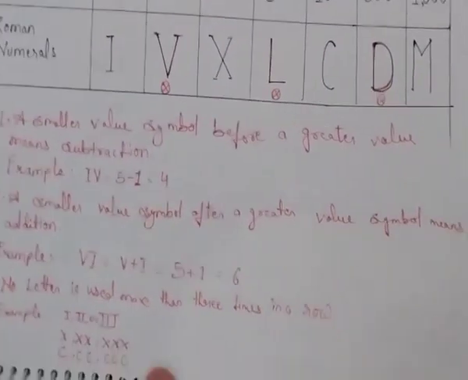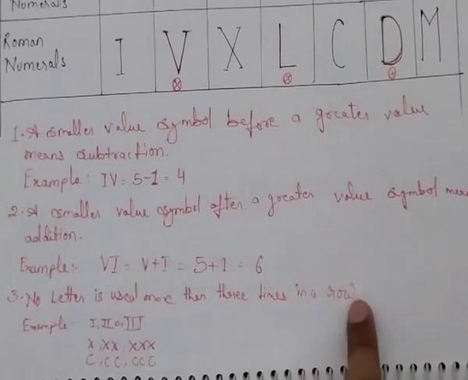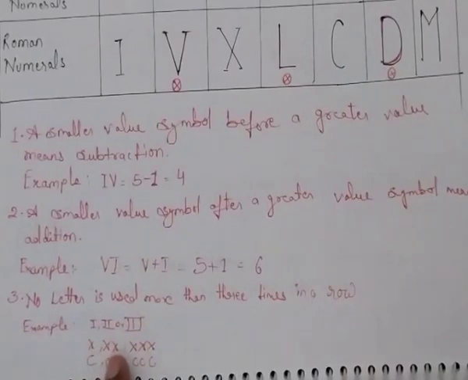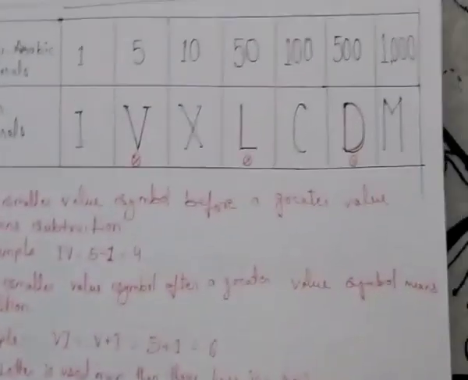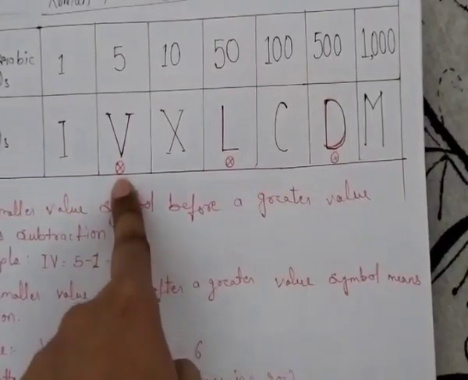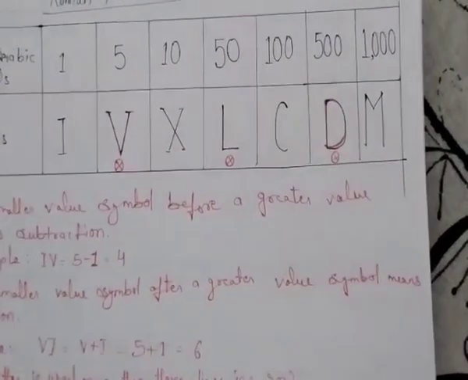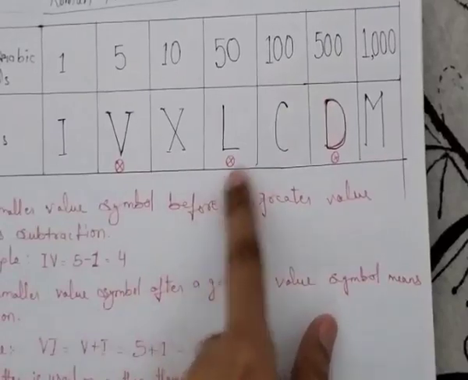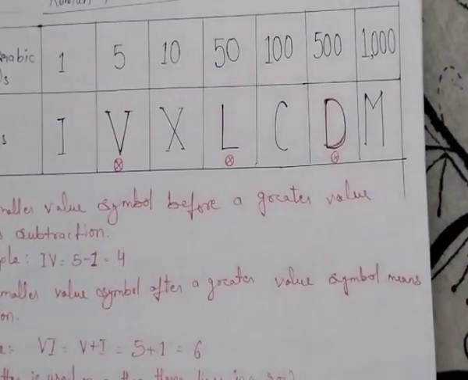Now, no letter is used more than 3 times in a row, meaning I, double I, triple I, X, double X, triple X, C, double C, triple C. These can be repeated, but the letters that are crossed, like V, L, D, cannot be repeated because they can be written only one time. You can see I have marked the cross sign over here. It means they cannot be repeated more than once.